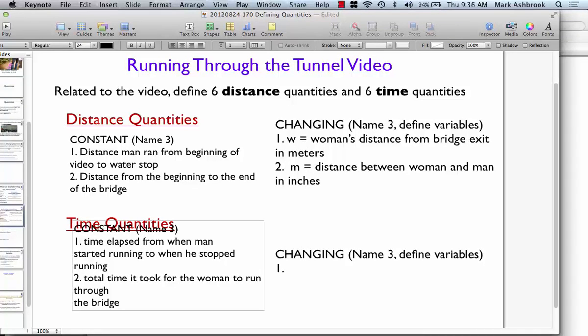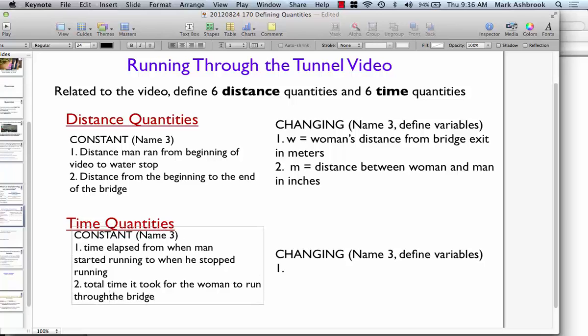Was there another comment on this one? Yeah. The time elapsed since the beginning of the video to when the man did what? Where? Exited? Yeah. Sure. So the time elapsed from the beginning of the video to when the man exited the bridge. That's a good constant time quantity. Okay, how about changing time quantities with variables?